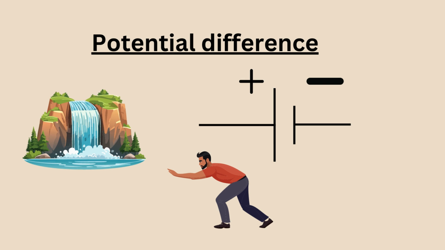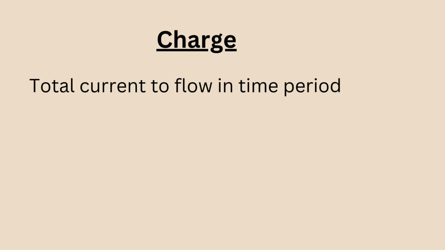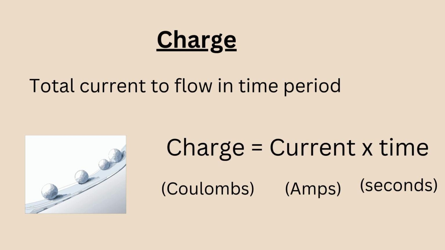Charge is the total current to flow in a certain time period. The easiest way to understand this is to think of an example like snowballs rolling down a hill. If the snowballs represent the current, then the total amount of snow that goes down the hill will be the charge. Charge can be calculated using a formula of current times time.